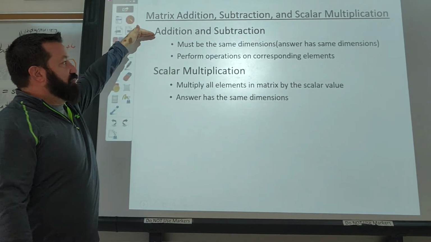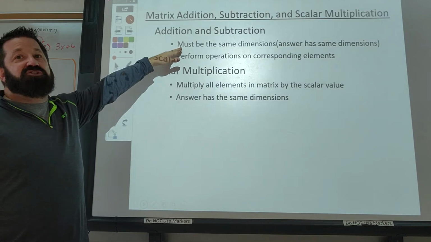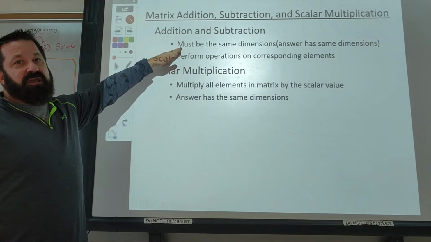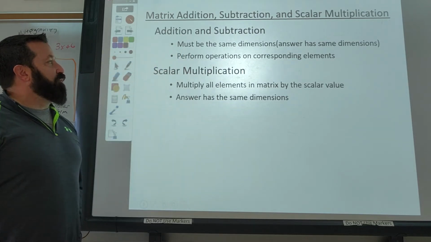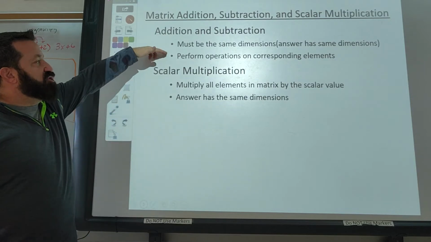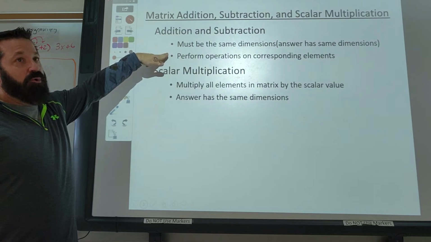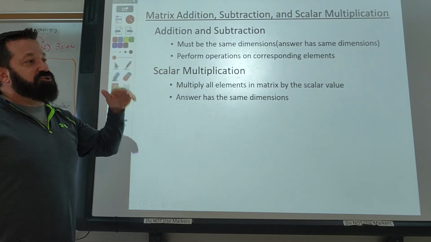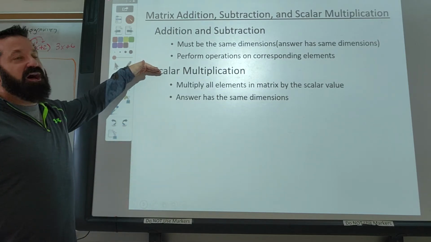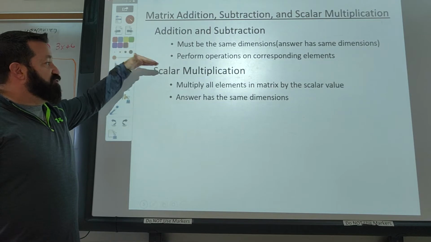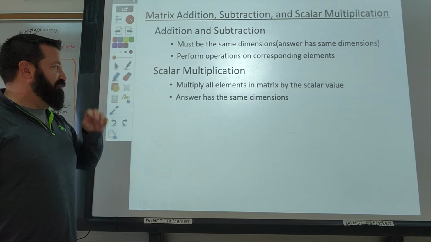When you're adding or subtracting matrices, they have to be the same dimensions. So you can't take like a 2 by 3 and a 3 by 2 and add them together. If you're going to add 2 matrices together, they have to both have the same exact number of rows and columns. And then all you do is you perform your operations on the corresponding elements. So whatever's in row 1, column 1 of the first matrix, you're going to add it to row 1, column 1's element of the other matrix as well. Scalar multiplication is a lot like the distributive property. It's basically just a number that you're going to multiply all of the elements in your matrix by.